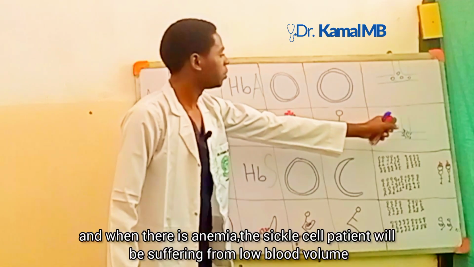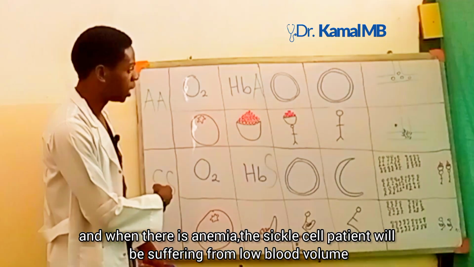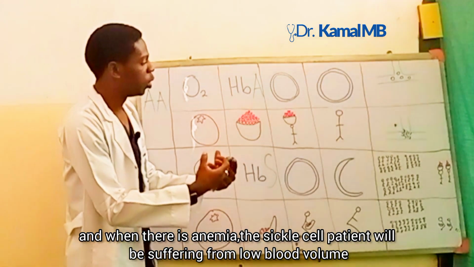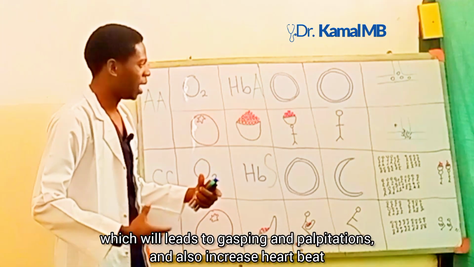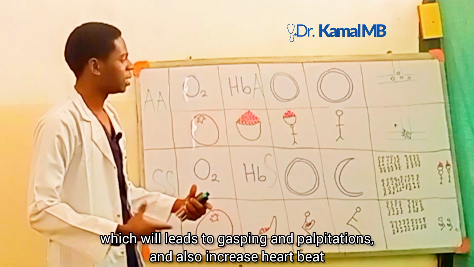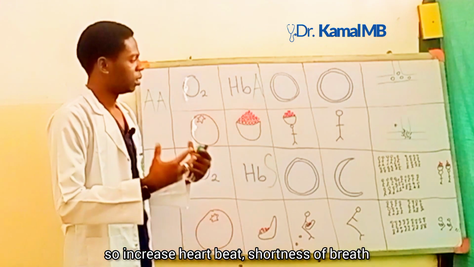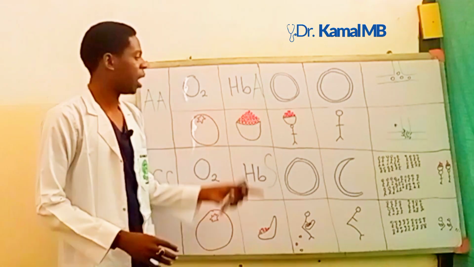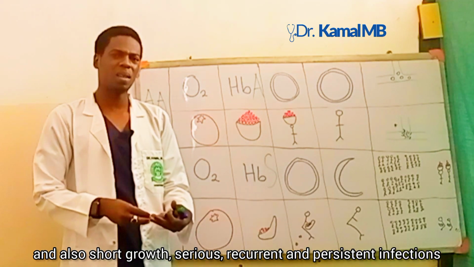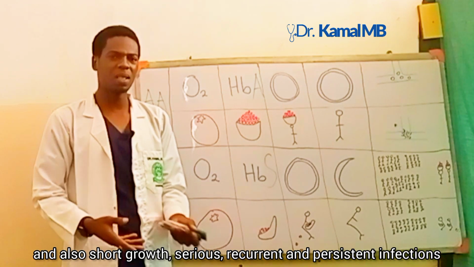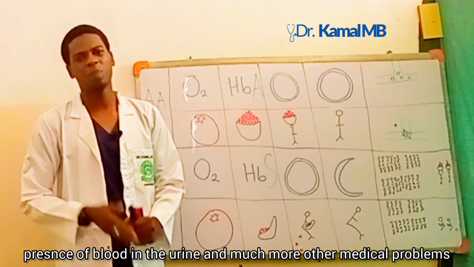As they are dying, that will make what we call the anemia, that is the sickle cell anemia. And when there is sickle cell anemia, the person suffering from sickle cell disease will have low blood volume, and that will lead to gasping and palpitation, like increased heartbeat, shortness of breath, and also short growth, serious recurrent and persistent infections, presence of blood in the urine, and many other medical problems.